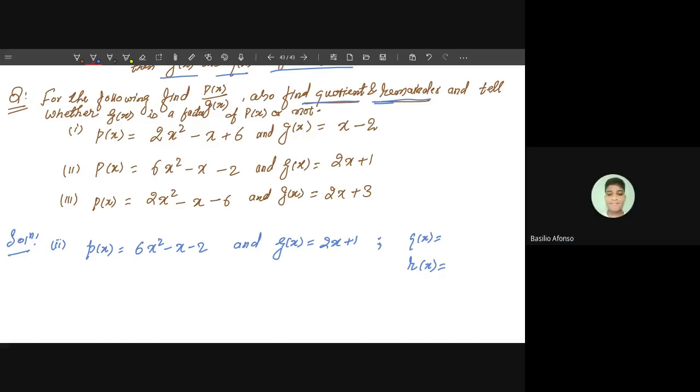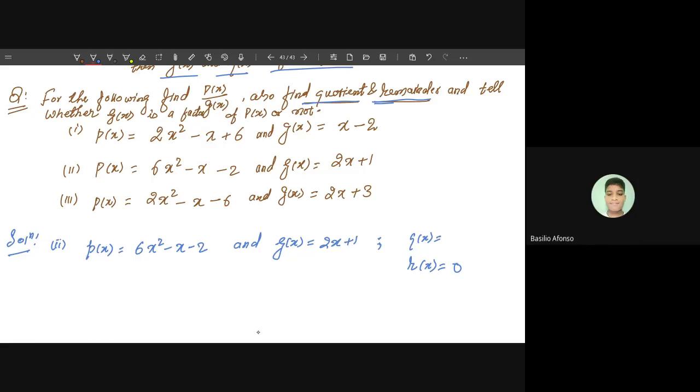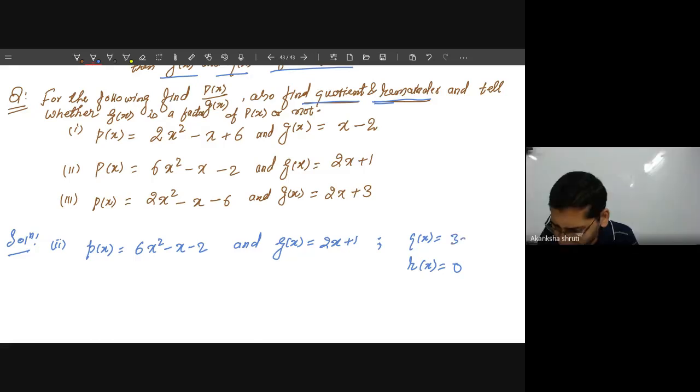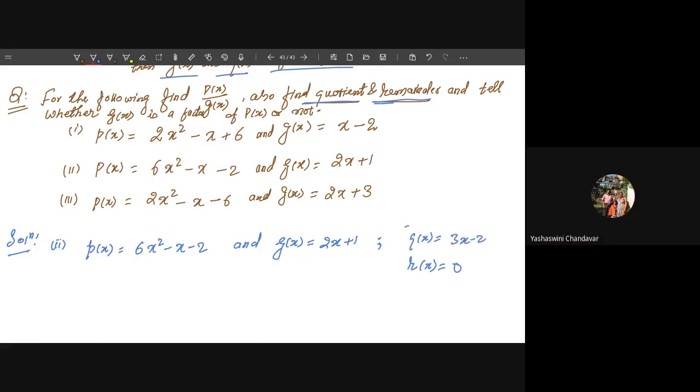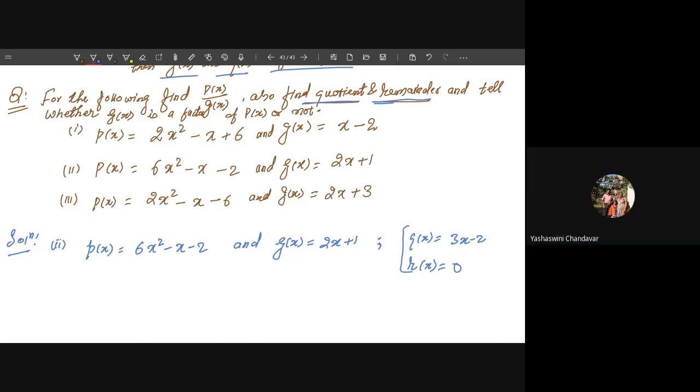Tell me. The remainder is equal to 0. The remainder I got is 0. Zero. Other student, yes, Valino, and what is the quotient? Sir, quotient is 3x minus 2. Very good. Yes, sir, same. Any other student? Please tell me. Sir, same answer.